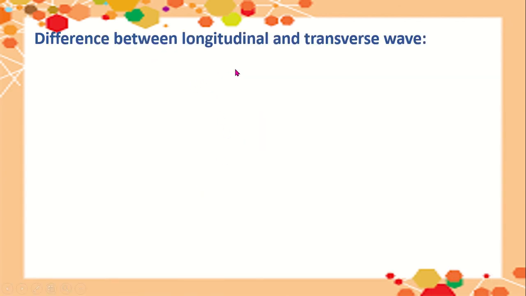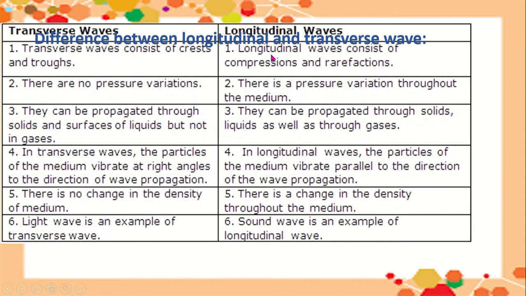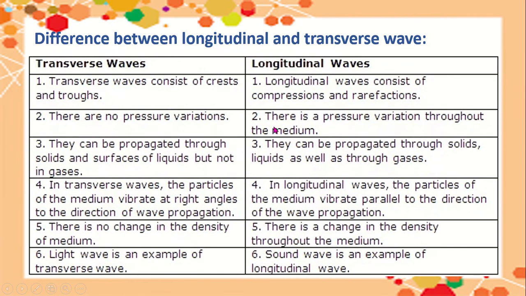Now, the difference between longitudinal and transverse waves. Dear students, you must memorize this one also. It also comes as a remarks question. Transverse waves consist of crests and troughs, and longitudinal waves consist of compression and rarefaction. There are no pressure variations in transverse waves. There is a pressure variation throughout the medium in longitudinal waves.